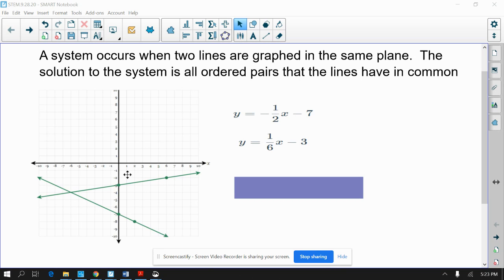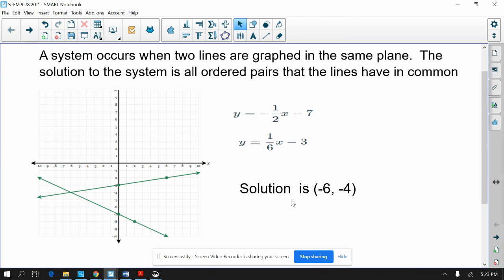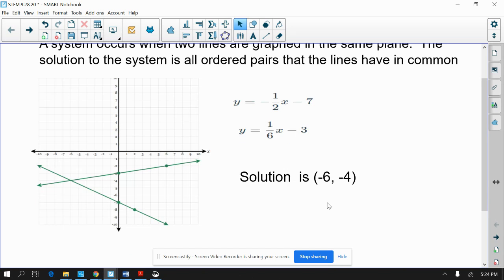There is only one ordered pair that is on both lines, and it is this ordered pair, which is -6, -4. So -6, -4 is the solution to this system. And just to really drive it home, when x is -6, you plug in -6 into x, you will get -4 on this equation, and you will get y equals -4 on this equation. -6 is the only x value that will produce the same y value for both of these. So that's why it is the solution.